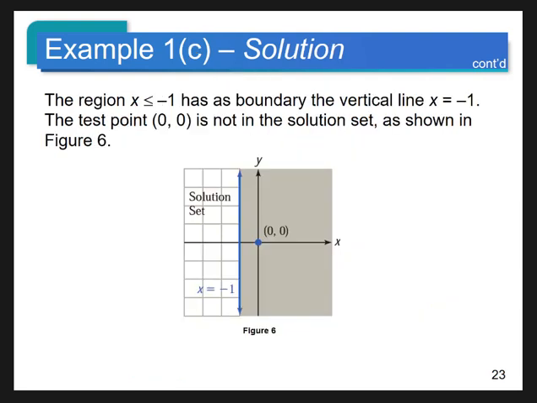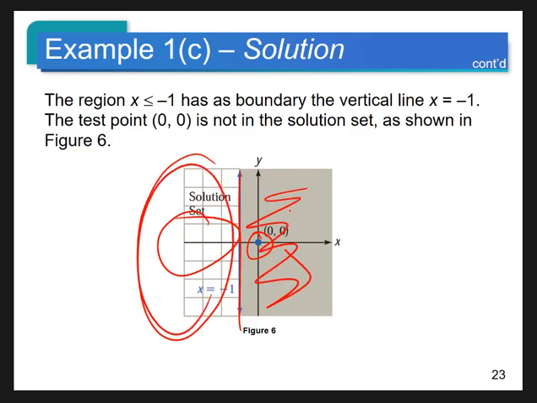The region x is less than or equal to negative 1. Well, x equals negative 1 is just a vertical line at negative 1. Less than or equal to would be over here. If I try 0, 0, 0 is not less than or equal to negative 1, so that's not the solution. So our solutions are over here, so that's why we black out this other side.